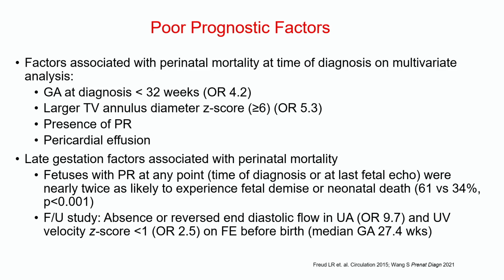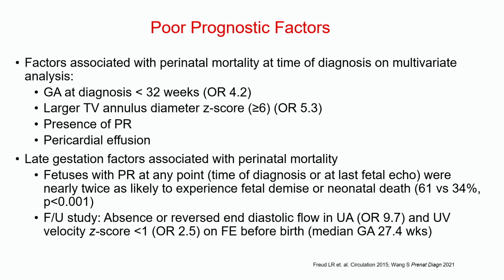Now, they also looked at late gestation factors associated with mortality, and these were patients who either progressed or presented later. They found that if there was pulmonary regurgitation at any time during the course of the fetus's life, that was a poor prognostic sign, that fetuses were likely to die much more commonly, really twice as much as if they didn't have pulmonary insufficiency.